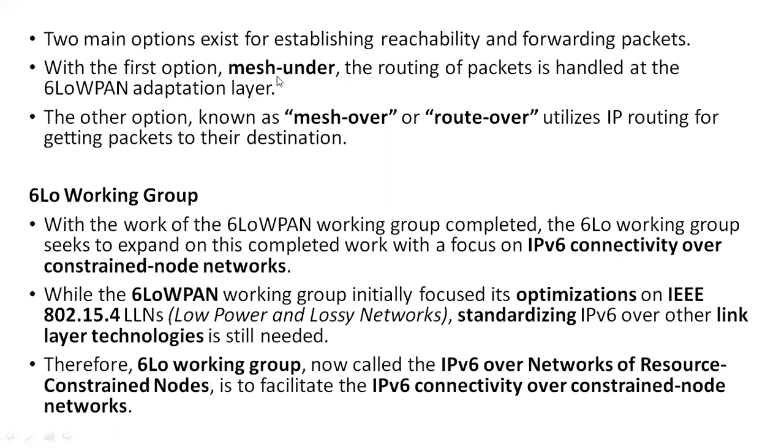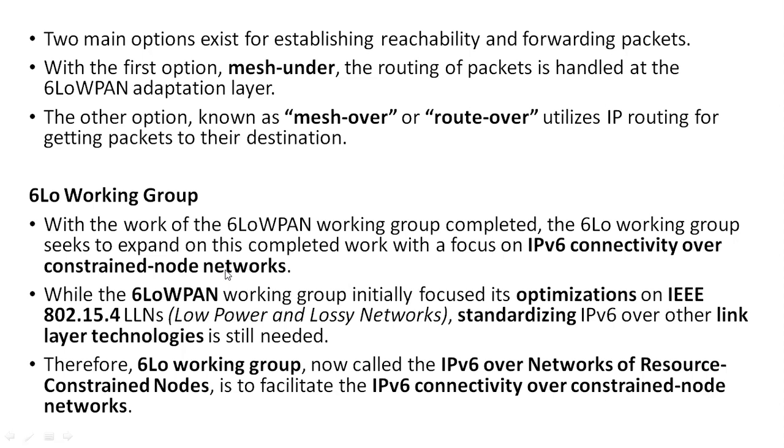So till now you have been focusing and telling only about 6LoWPAN, but still now you have not told anything about 6Lo, right? We have to switch from 6LoWPAN to 6Lo now. So here the most important aim of 6Lo is to provide connectivity over constrained node networks.